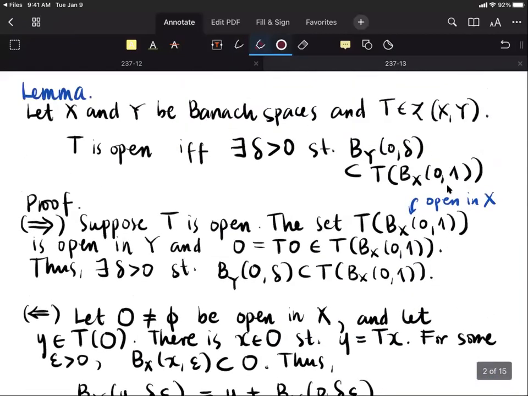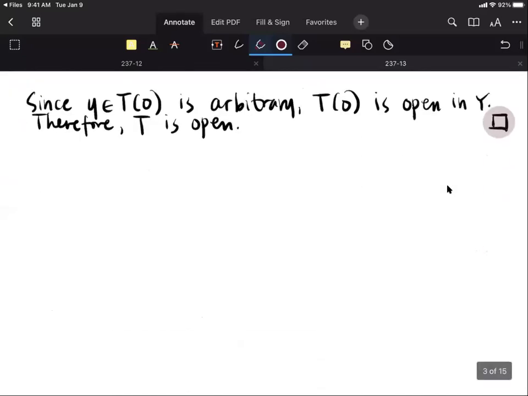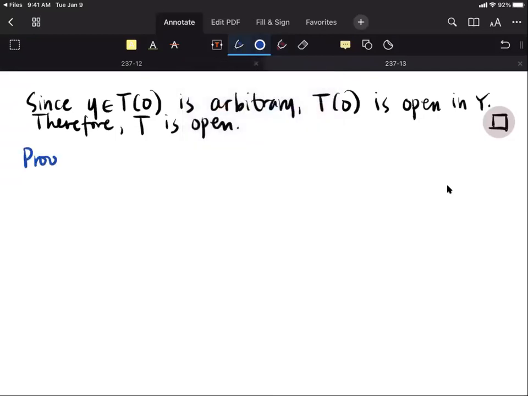Okay, so this is an alternative characterization of an open mapping between Banach spaces. For a bounded linear operator, that operator is open if and only if the image of the unit ball in X contains a ball in Y with center at 0. So with this, we can now prove the open mapping theorem.